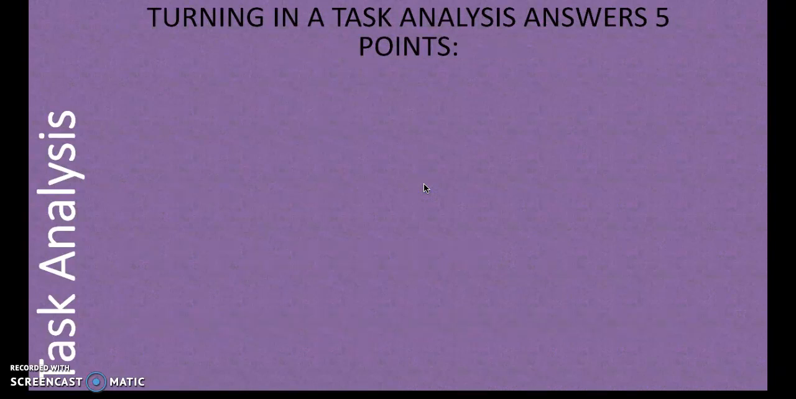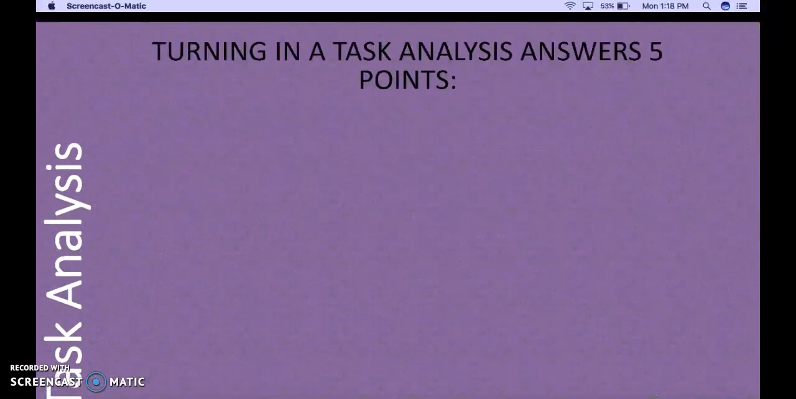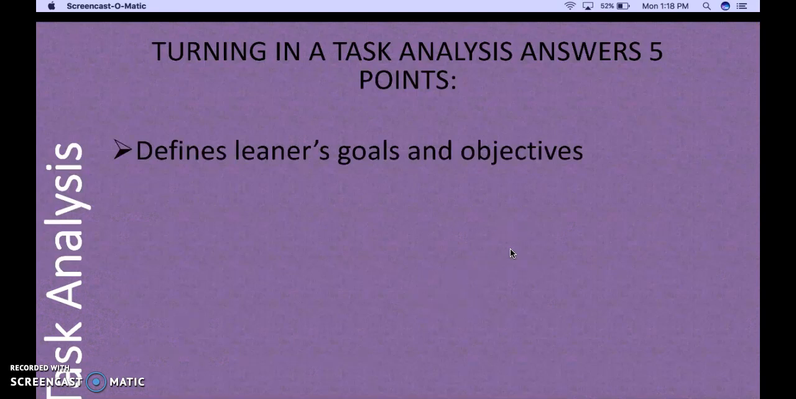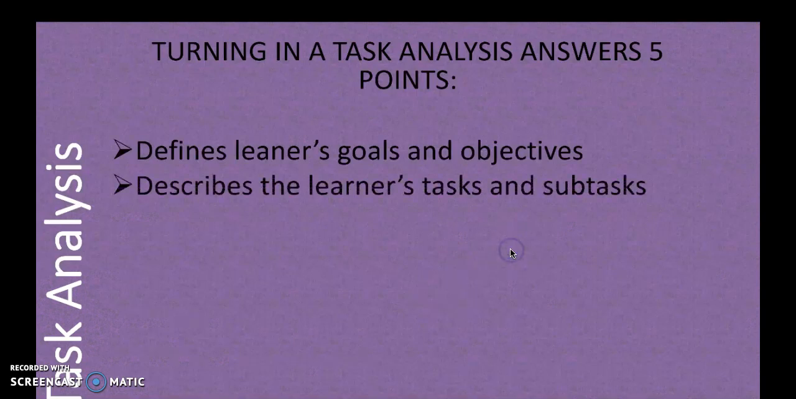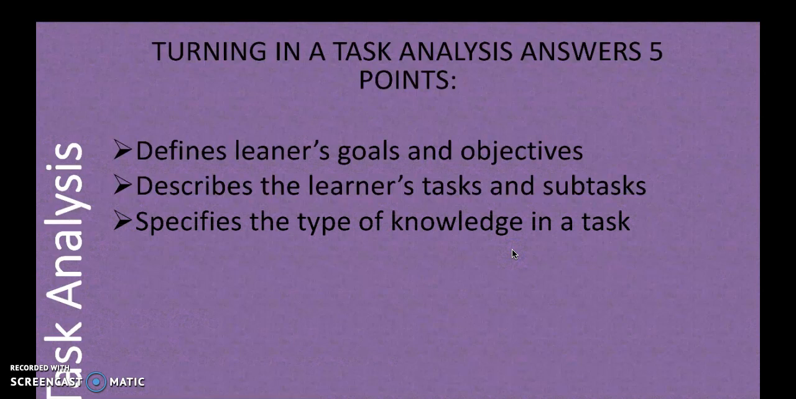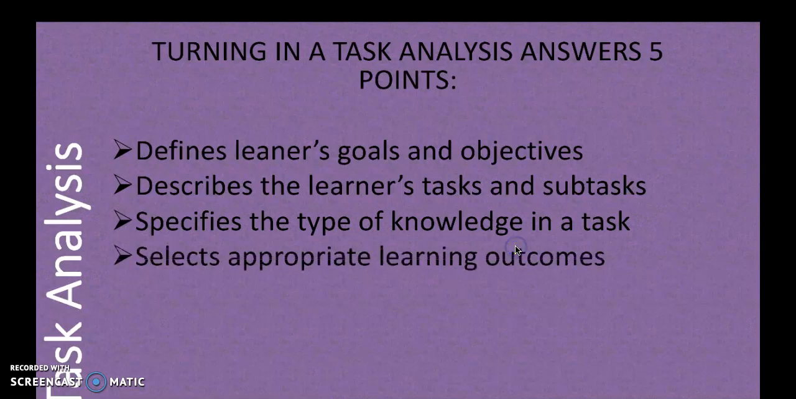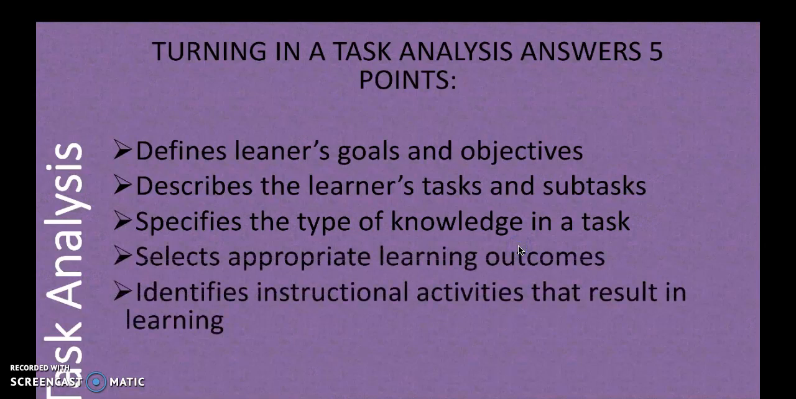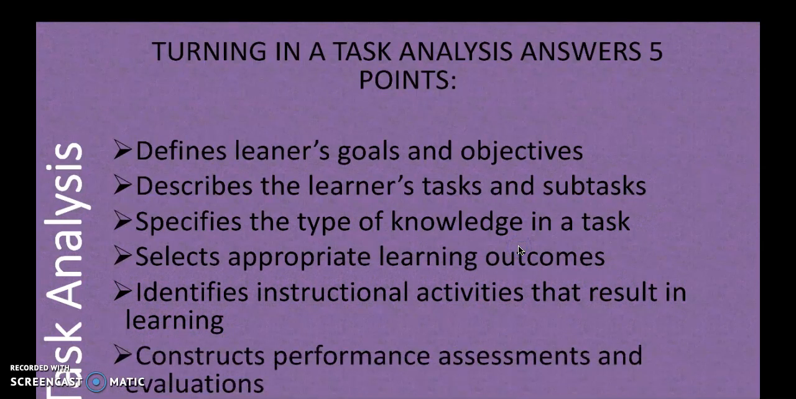Turning in a task analysis. There are 5 points to turning in a task analysis. Defines learner's goals and objectives. Describes the learner's tasks and subtasks. Specifies the type of knowledge needed in a task, and with this, selects appropriate learning outcomes. Identifies instructional activities that result in learning, and constructs performance assessments and evaluations.